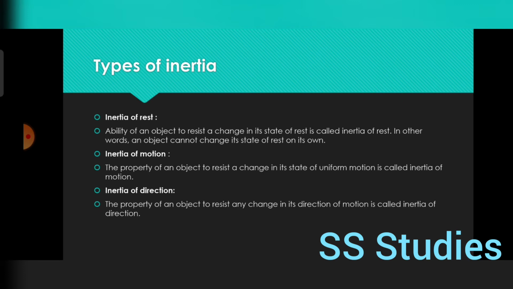Then what are the types of inertia? Inertia may be of three types. Inertia of rest: the ability of an object to resist a change in its state of rest is called inertia of rest. In other words, an object cannot change its state of rest on its own. Then inertia of motion: the property of an object to resist a change in its state of uniform motion is called inertia of motion. Then inertia of direction: the property of an object to resist any change in its direction of motion is called inertia of direction.